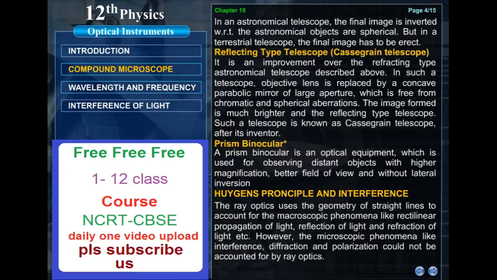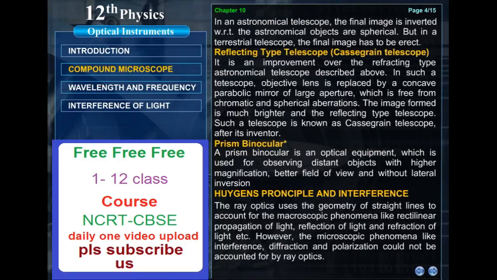after its inventor. Prism binocular. A prism binocular is an optical instrument which is used for observing distant objects with higher magnification, better field of view, and without lateral inversion.